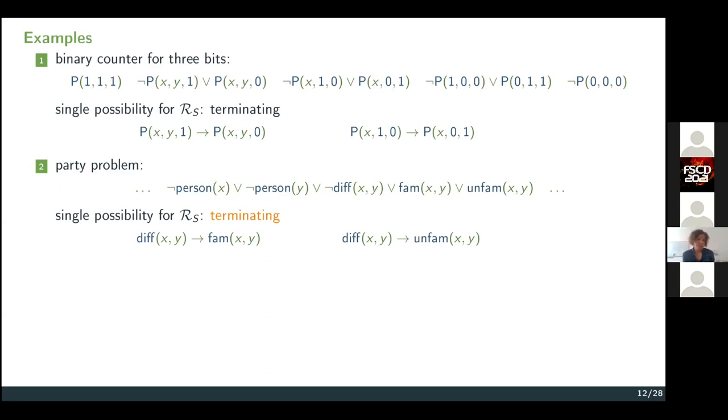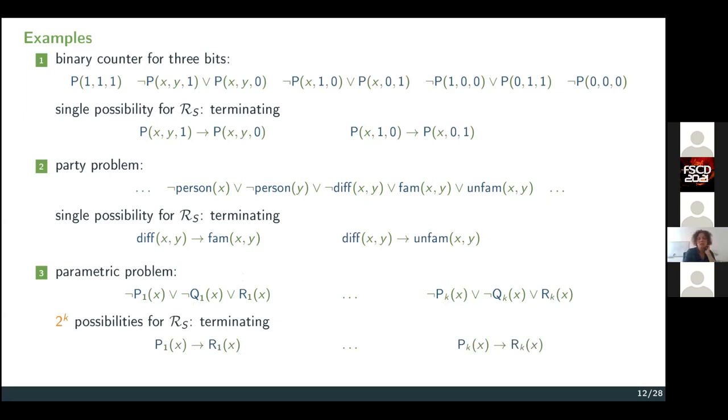Now for these examples, we just had a single possibility for the restraining rewrite system. But in general, TPTP contains problems that are a bit more nasty in this respect. For instance, there are problems like this one, which are moreover parametric, so they exist in multiple versions in TPTP. With clauses like the following, we have not P1x or not Q1x or R1x, up to not PKx or not QKx or RKx. And now for every single clause, we have two possibilities to add a rewrite rule, either P1x goes to R1x or Q1x goes to R1x. So in total, we obtain an exponential number of possibilities for restraining rewrite systems. This is just one possibility, and in this case, all of them would be terminating, of course.